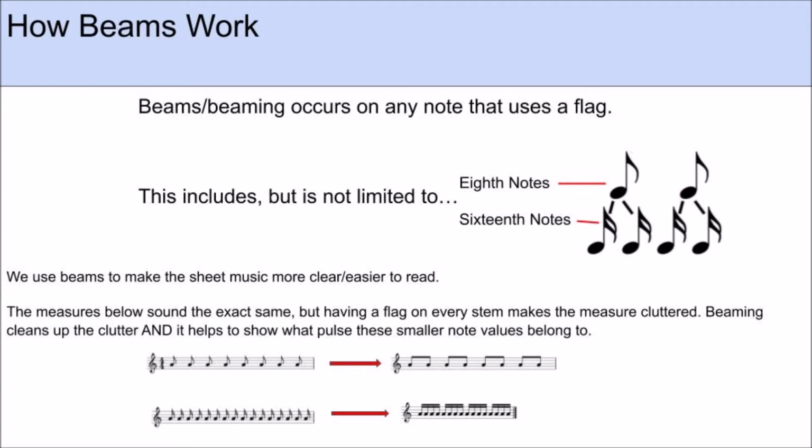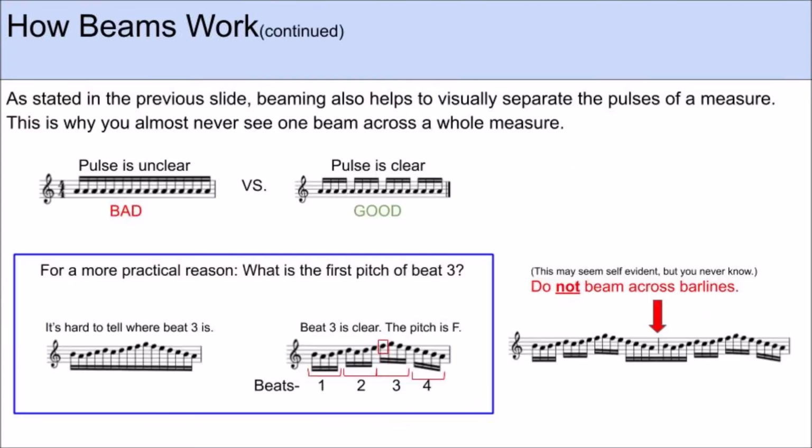Below that, we have 16th notes. Again, both of the examples on the very bottom have 16 16th notes in them. But the one that has beams is easier to figure that out. This also helps show where the pulse is and where the smaller note values belong.